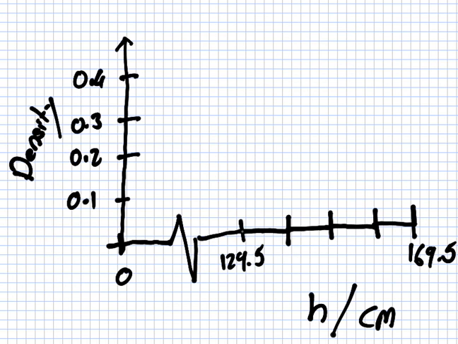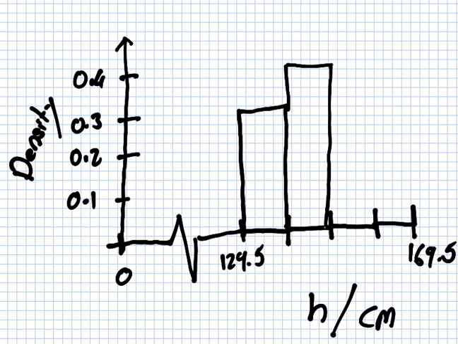What is the first height? 0.3. What is the second height? 0.4. The next height? 0.2. And lastly, 0.1. Now, I don't have the numbers here. You should. I don't have space. This one will be 149.5, as an example. These bars must touch. See? They must touch.